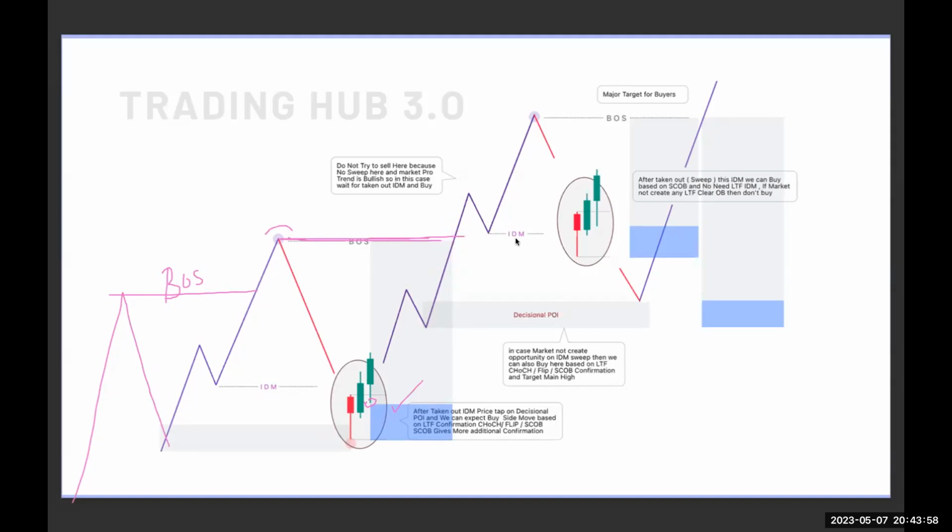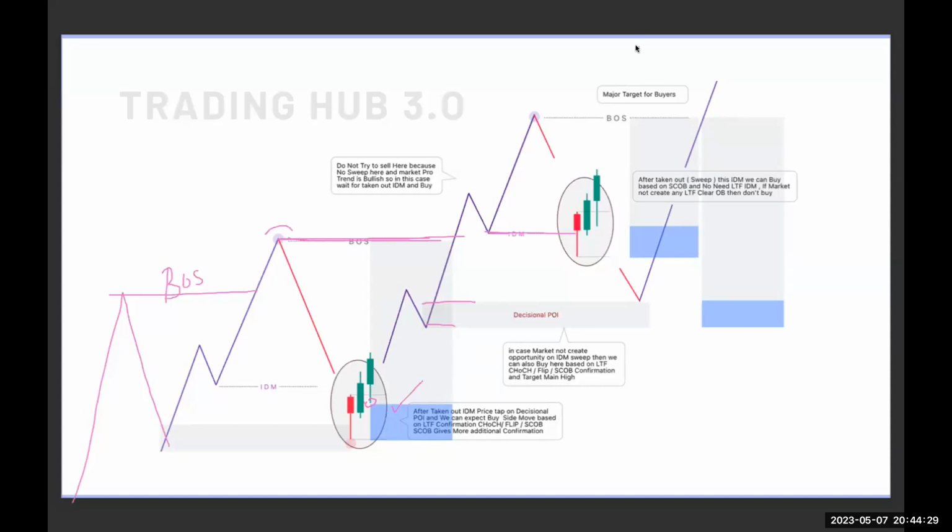Okay. Again, the same thing happens here, taking out the inducement, and here you can see two scenarios. First one is here, the inducement is here and your order block is here. This is a decisional order block or extreme order block, right? So in this case, two scenarios are possible. First one, if the inducement is swept here and this candle closes above it, it means we can buy here. Okay, we can buy here.